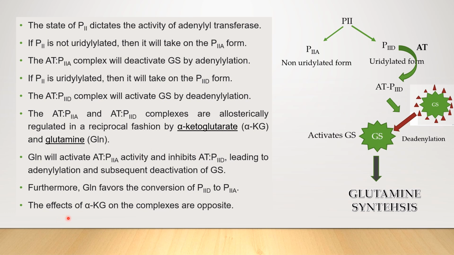The effect of alpha ketoglutarate on the complex is the opposite. That means if alpha ketoglutarate is there, it is ready to accept more ammonia. It is ready to get converted into glutamic acid and then into glutamine. Therefore you have this P2D formation, so AT-P2D formation will be taking place. Because of this, the glutamine synthetase is converted into active form by deadenylation, and then finally glutamine synthesis is taking place.